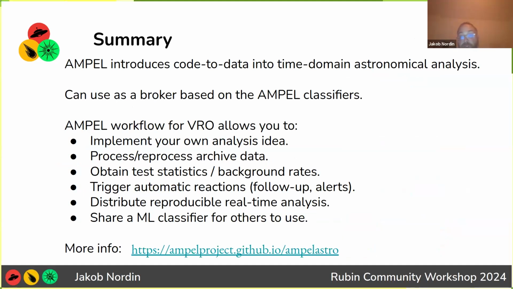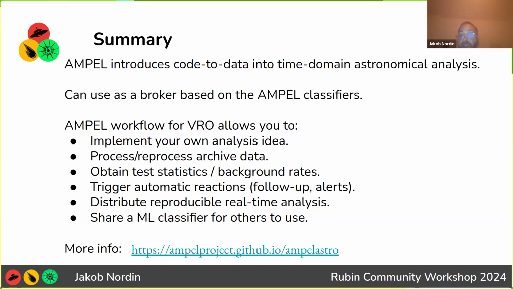AMPEL is a platform that runs other pieces of code. It introduces code to data into time domain astronomical analysis. It can be used as a broker based on these general AMPEL classifiers. But maybe the real reason to use AMPEL is if you want to do any of the things that we listed here. If you have your own complex analysis that you want to try out, if you want to obtain test statistics or background rates, so that you have to process and reprocess archive data or simulations, if you want to design automatic reaction, if you want to make sure that your analysis can be reproduced, or that you can keep track of what happened, or if you're a machine learning tool developer and have developed a pretty cool algorithm that you just want other people to be able to use and reference your work, then you can do that as well.